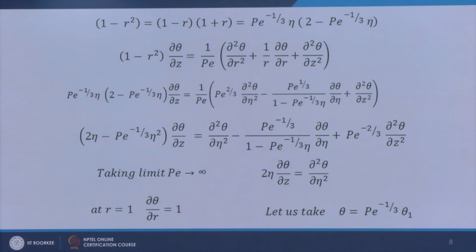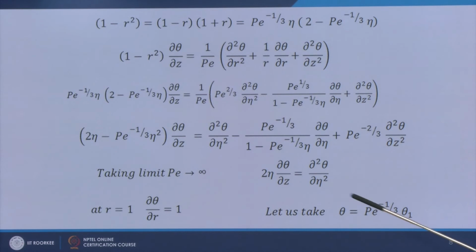Now, you see the boundary condition Peclet number to the power 1/3 into del theta by del eta equals to 1 is a complicated one. Let us try to replace theta by some simplified one, so that this boundary condition can be written in some better format. Okay. So, let us take theta equals to Peclet number to the power minus 1/3 into theta 1.